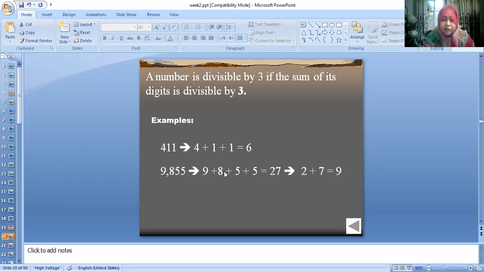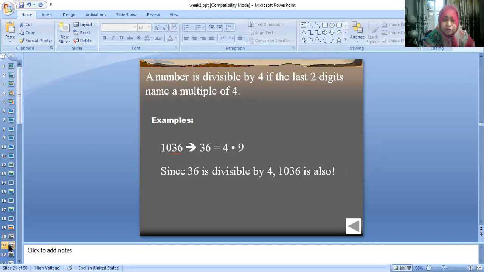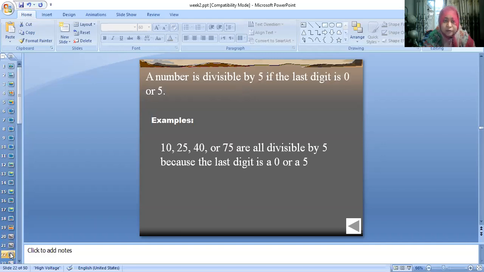Now this number, it's a bit bigger, 9,855. So 9 plus 8 plus 5 plus 5 gives us 27. And we get to know that yes, 27 is divisible by 3. Or if you are still not clear, you can look at 27, that 2 plus 7 is 9 and 9 is divisible by 3. Then comes the rule of 4. We are not concerned about it because we are actually concerned about the prime numbers.